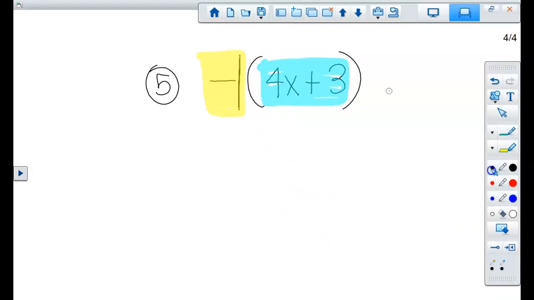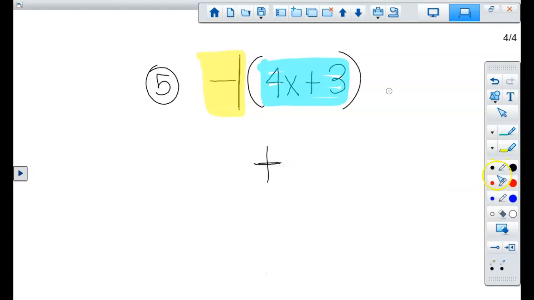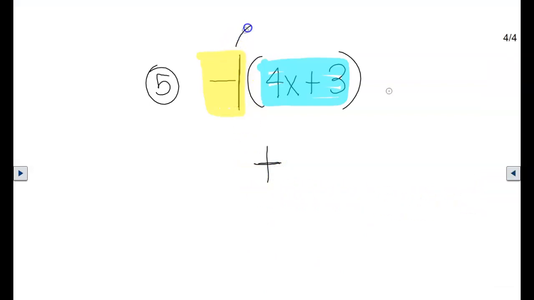Now your group is an addition problem, so I would put my plus sign down here and get ready. All right, so here we go. First you're going to do a -1 times your first member of the group. So -1 times 4x. -1 times 4 is -4. Reattach the x.